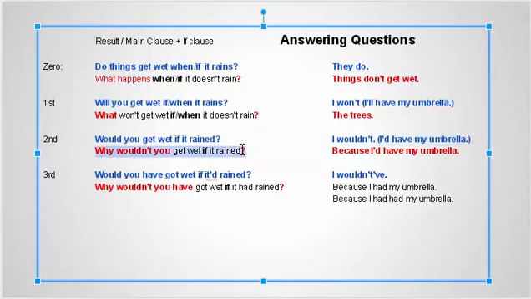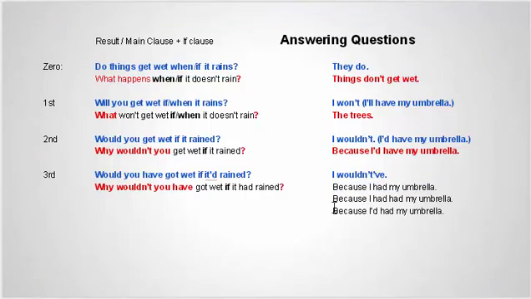Why? Why wouldn't you get wet if it rained? Because I have my umbrella is the answer. Yesterday, would you have got wet if it had rained? I wouldn't have. Why wouldn't you have got wet if it had rained? Because I had my umbrella. That's okay.